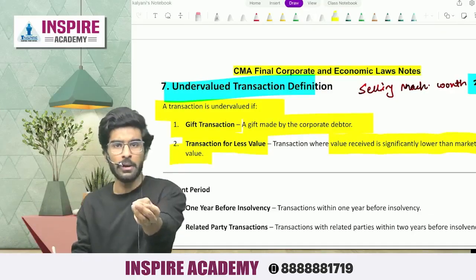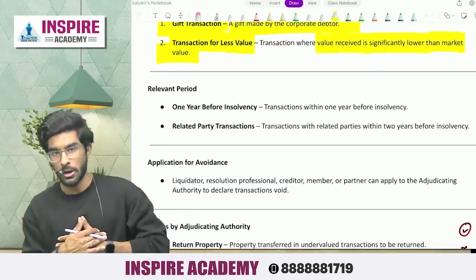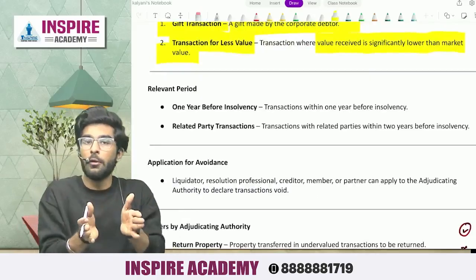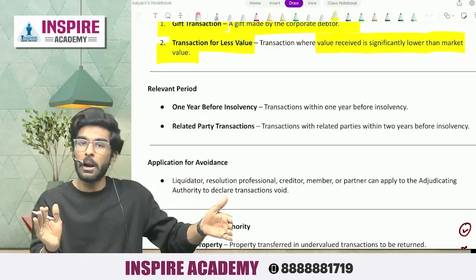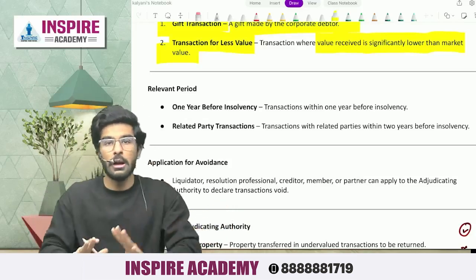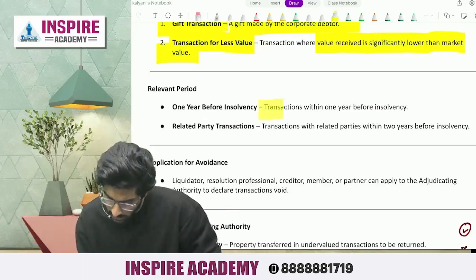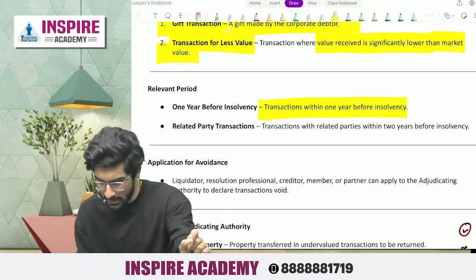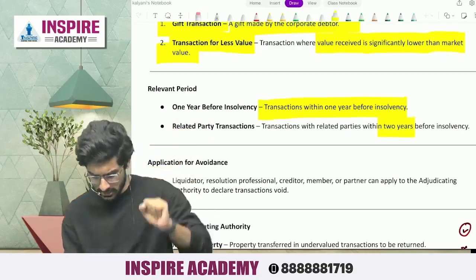So if you are selling the assets for a very, very less value, number one, or you are giving the assets for free of cost, it will be called an undervalued transaction. Now, what is the relevant period? It is the same as preferential transaction. If you are selling it to related parties, 2 years before the insolvency commencement date will be calculated. If it is not a related party, 1 year before the insolvency commencement date will be calculated. Very simple, we already know this.